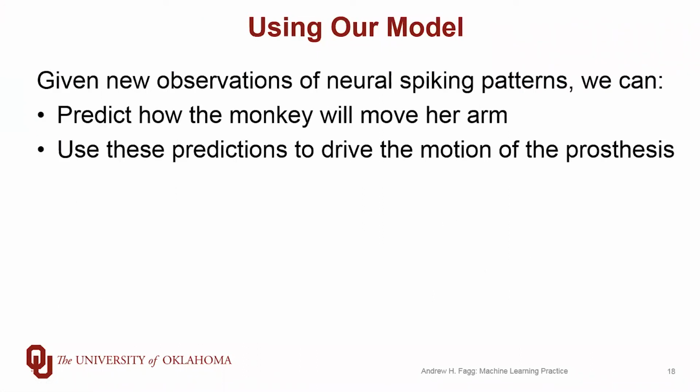So once we've selected our WIs, then we can take new samples of neural data and do a couple of different things. One is we can make predictions about how the monkey is moving, and we can also use these predictions to drive the motion of the exoskeleton, which is our stand-in for our prosthetic device. Okay, so that's one nice example of how we apply machine learning to solve big problems. We'll actually have a chance over the course of the semester to play a little bit with this data set.